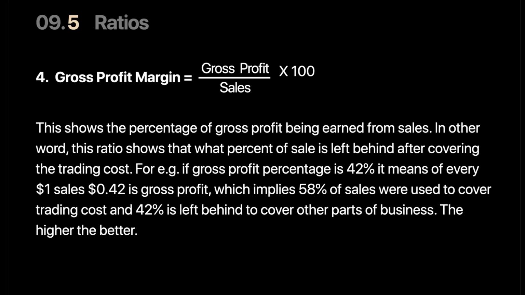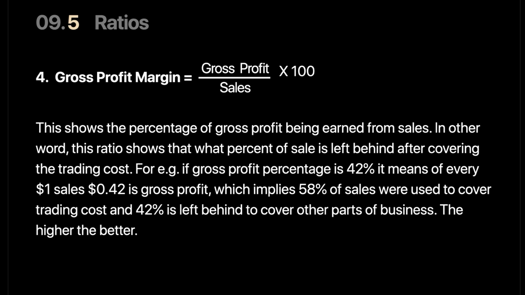Now, I've discussed before that gross profit margin was defined as gross profit upon sales. This ratio shows what percent of sales is left behind as gross profit. For example, if your gross profit margin is 42%, then if you earned $1 of sales, 0.42 is left behind, and 58%, which is 0.58 of a dollar, was used to pay off your trading cost or just to buy goods.